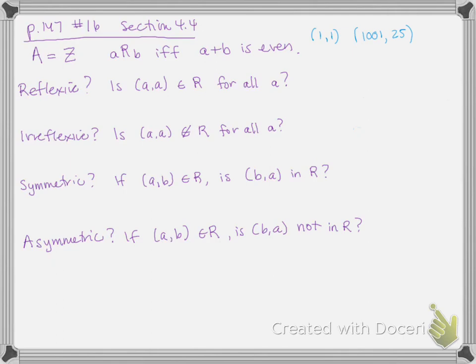The first property, reflexive, is (a, a) in the relation for all possible a's. So in other words, is (1, 1), (2, 2), (3, 3), (4, 4), (5, 5), and so on, where the values are the same. So when you have a value, it's either even or odd, and because we know even plus even is even, and we also know odd plus odd is even, that means this is reflexive.